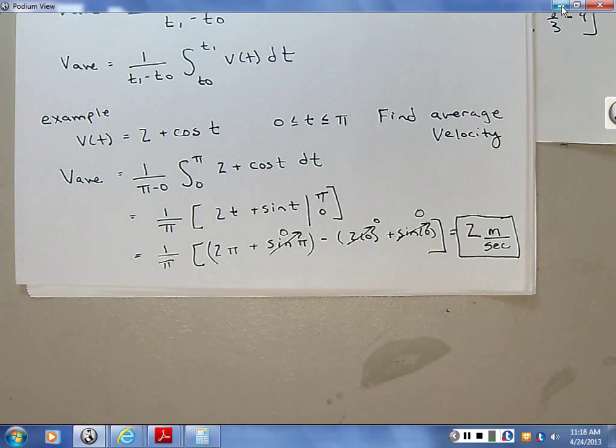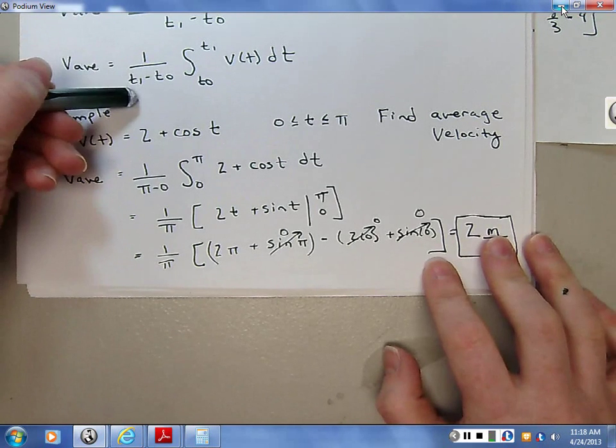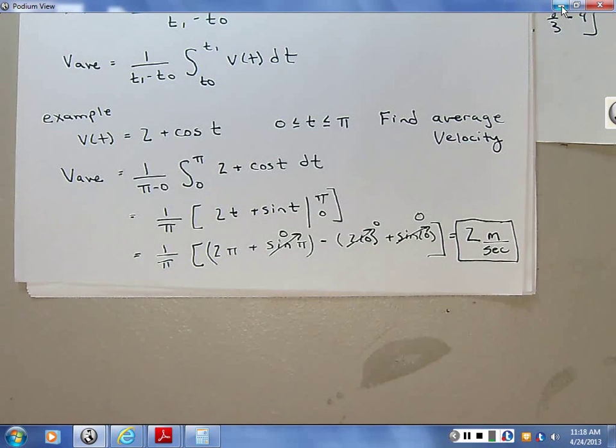This is from the formula for V average. V average is going to be 1 over the change in time times the integral of the function. You integrated the cosine, right? Yes. But why didn't you integrate the 2t? Because I have to integrate the whole function. So what's the integral of 2? 2t. What's the integral of cosine? Sine of t. So the position function, given this velocity function, is 2t plus sine of t. So you have to integrate both of them.